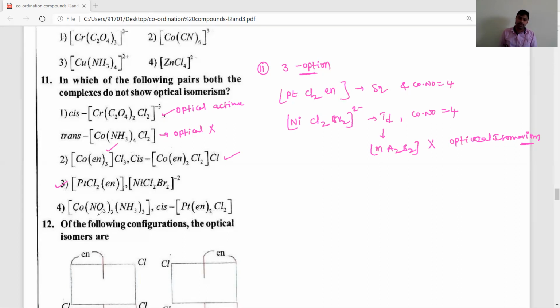Let's see the fourth option, Co(NO3)3(NH3)3. It does not show optical isomerism, but the cis compound, with coordination number 6, like platinum en2Cl2, always shows geometrical isomerism. So the answer is the third option. Let's see the 12th question.